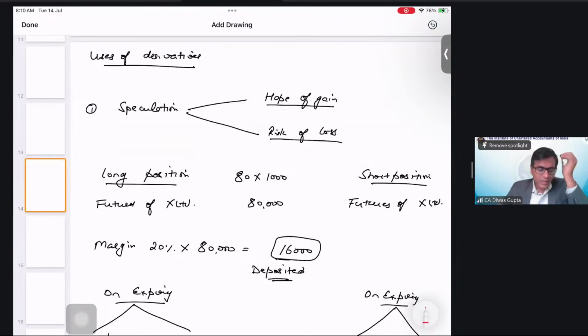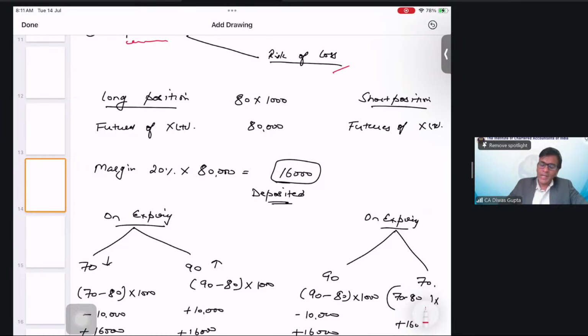Now let's talk about, students, some of the uses of derivatives, where all these things can be used. So the first one is around speculation, with a hope of gain and with a risk of loss. Hope of gain means what? That I am speculating that I will be able to gain through price increases or price decreases. Now we all know that even a price decrease can also help us gain through short selling. And the risk of loss is something that we are going to incur in case the position turns out to be opposite to what we have expected.